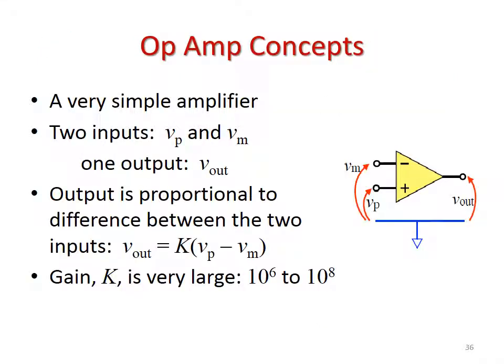So some other op amp concepts that we touched on before. Op amps can be very simple amplifiers. We have two inputs, our voltage minus and our voltage positive, and we have our one output, our V out. Our output is proportional to the difference between the two inputs. So the op amp is always looking at the difference, and if it's different, it's going to try to make it so it's not different anymore.